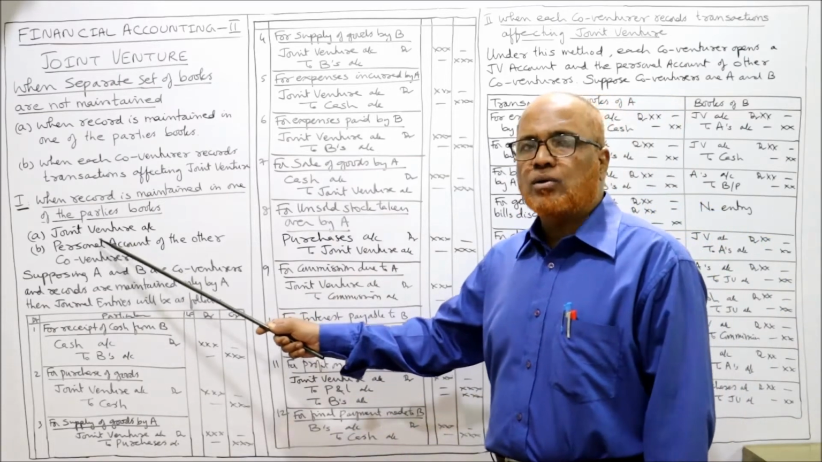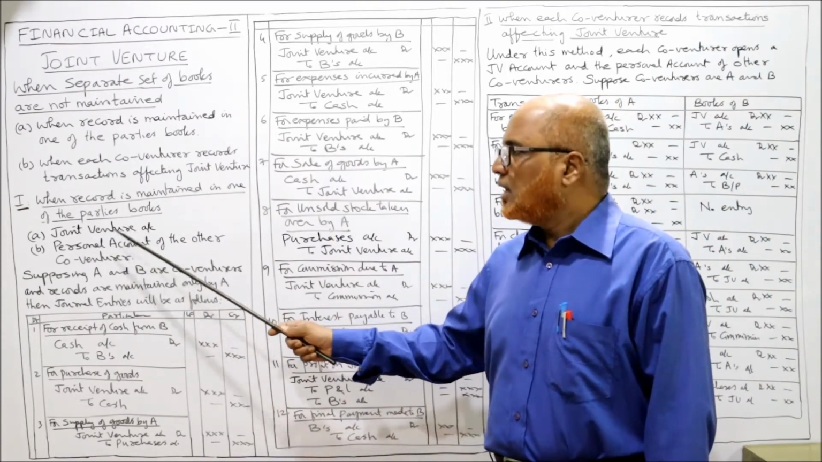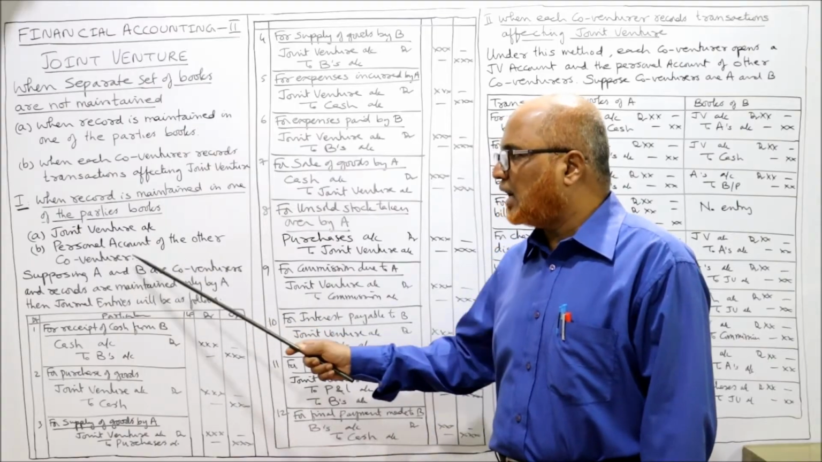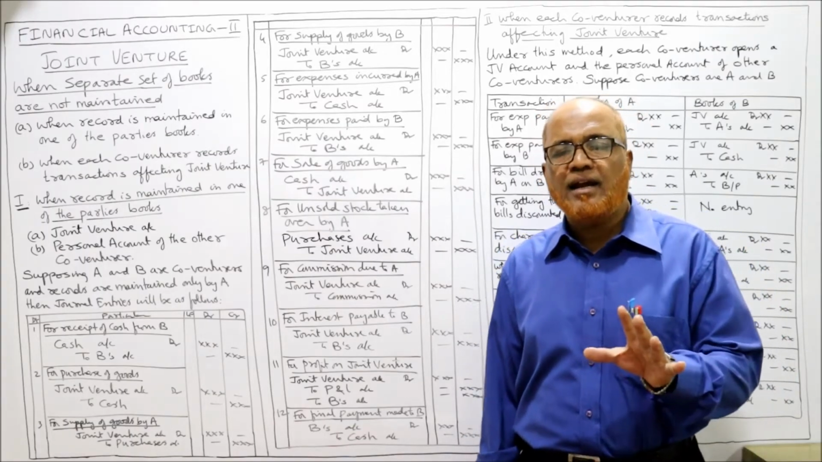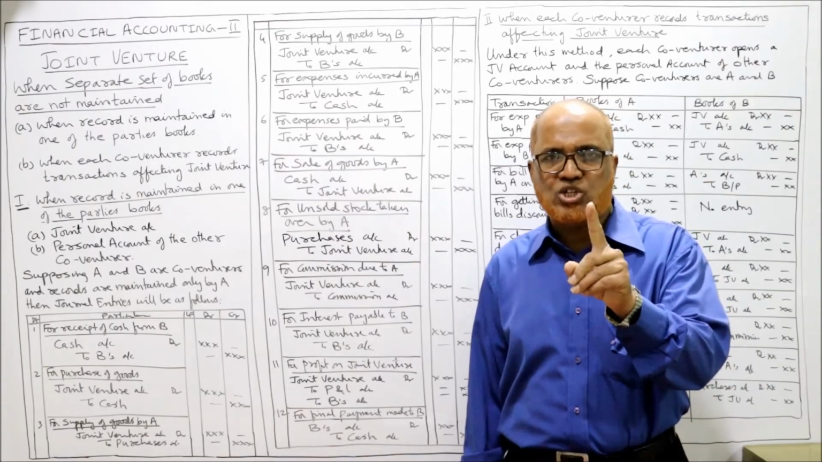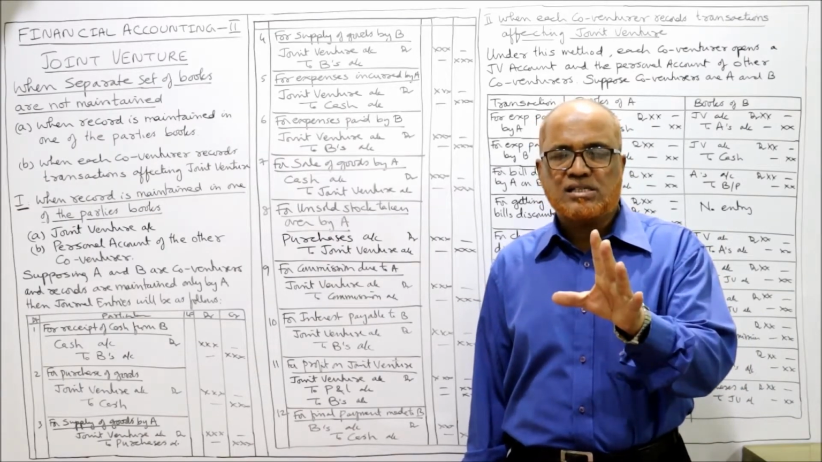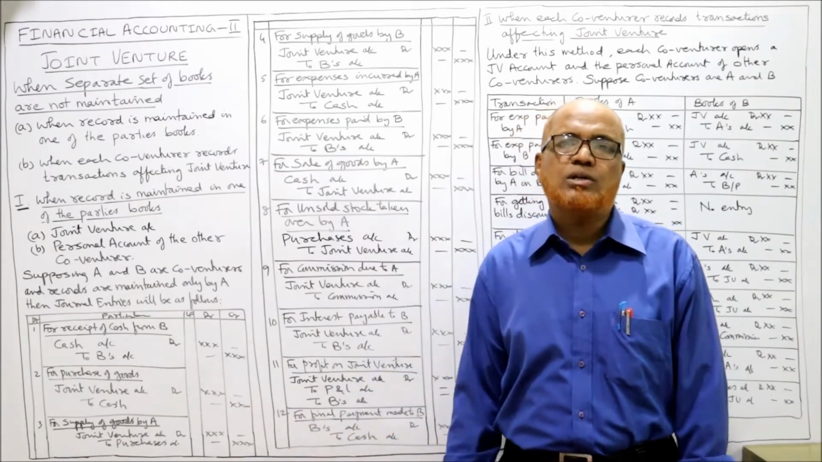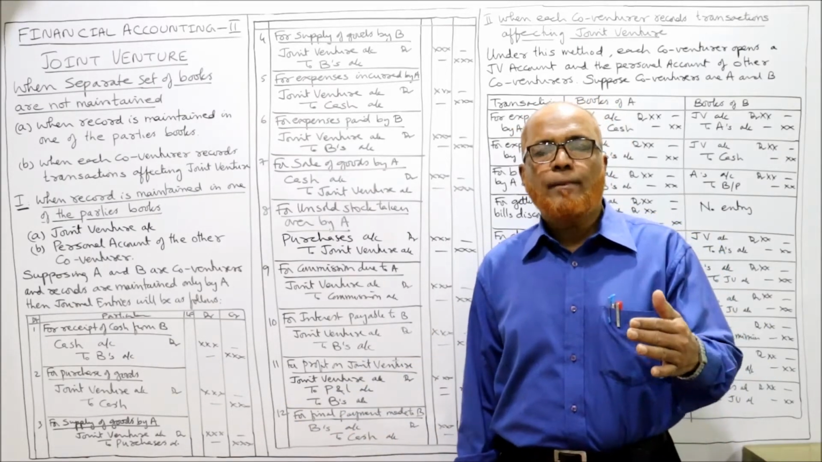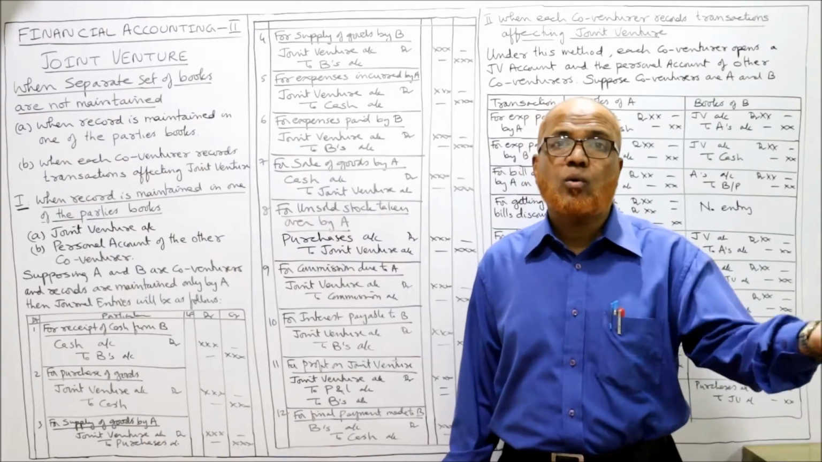Then he will open two accounts, one joint venture account and another personal account of the other co-venturer. If all the books of accounts are maintained only by one co-venturer, in that case he will open two accounts. The first account is the joint venture account, and the other account is the personal account of the other co-venturer.